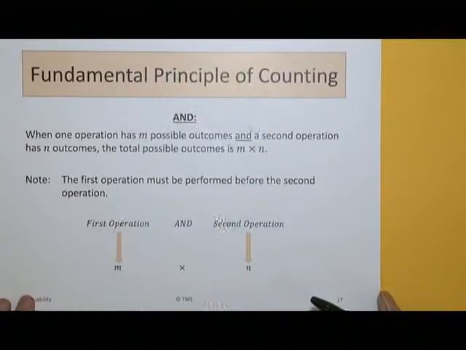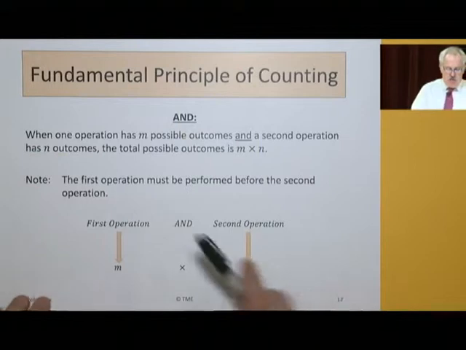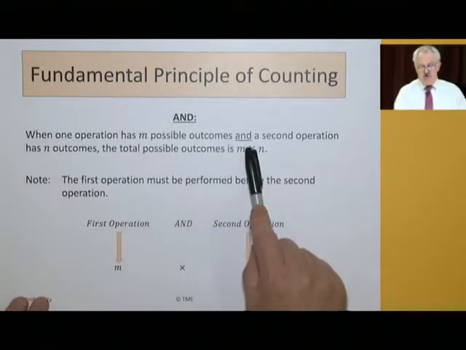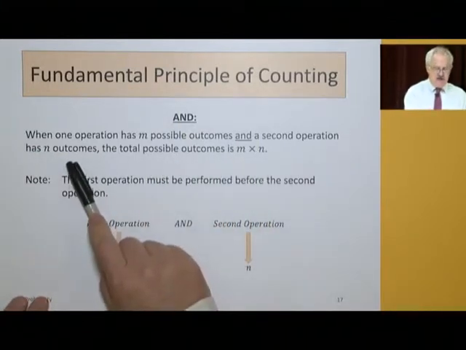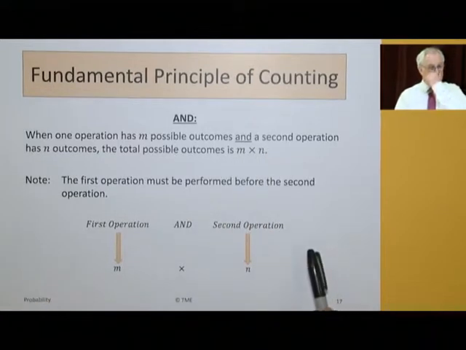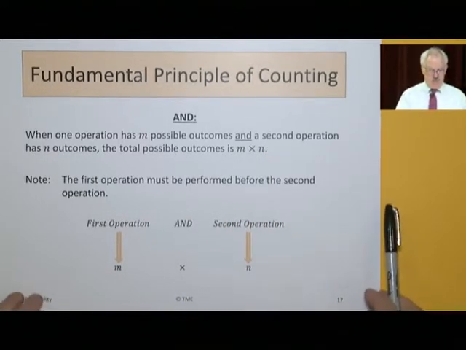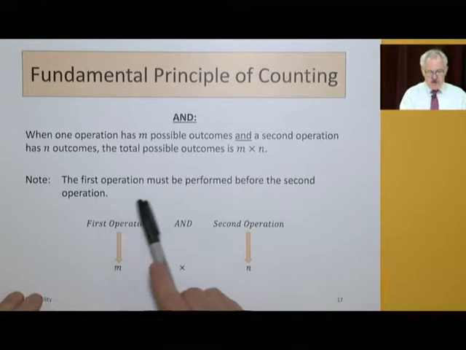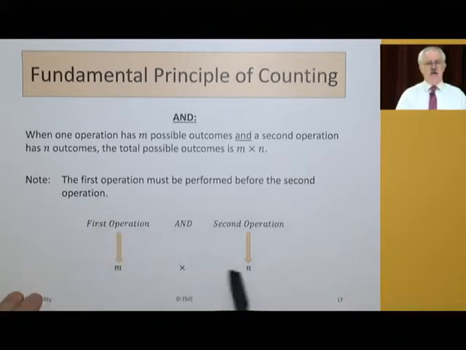There's a fundamental principle of counting, and it says when one operation has m possible outcomes and a second operation has n outcomes, the total possible outcomes is m by n. So the first operation must be performed before the second operation.